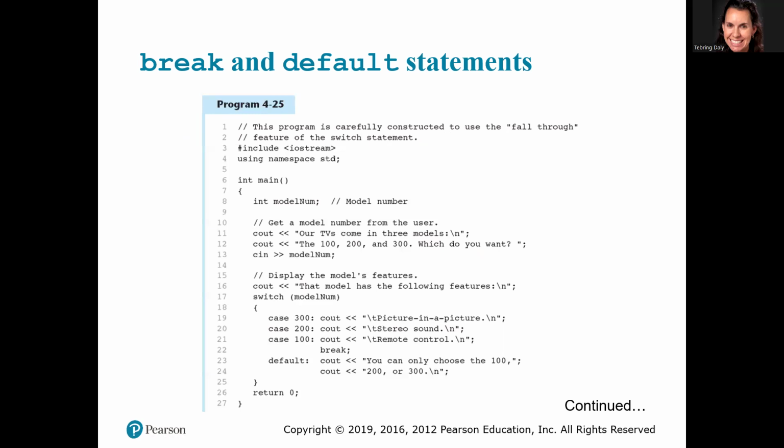The reason why there's a break is because the default says you can only choose 100, 200, 300. If you don't put that break on the 100, it'll also match the default, even though it doesn't actually match, because it matched the previous one and goes until it hits a break. If you wanted to stop there and not go to the default, you have to put the break there to tell it to stop.